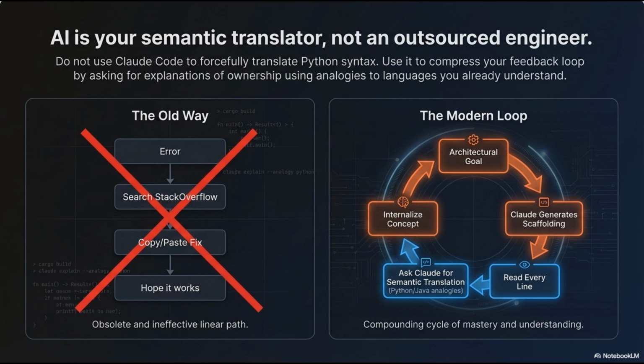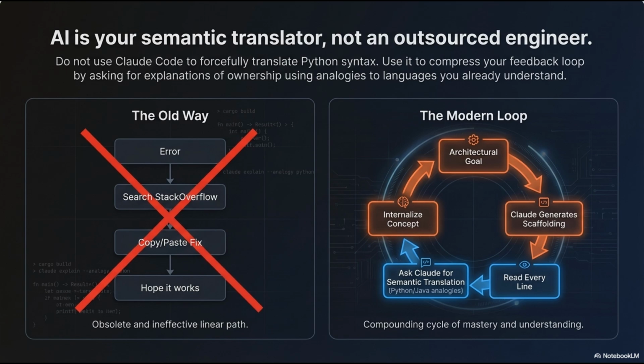So we have to be careful here, right? We aren't outsourcing our engineering to AI. No, absolutely not. If you outsource the thinking, you will never actually learn Rust. You will eventually hit an architectural wall that the AI cannot seamlessly fix for you. What you are using Claude for is compressing the feedback loop. It's like having that pedantic, brilliant senior developer we talked about earlier sitting right next to you as a pair programmer. Exactly.